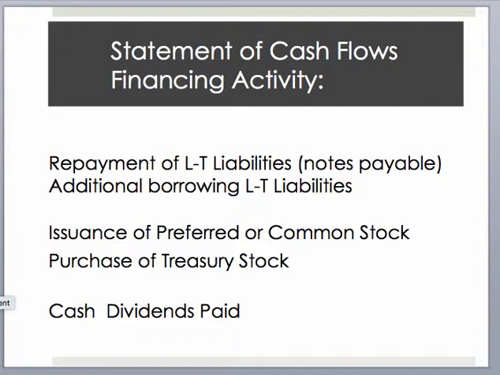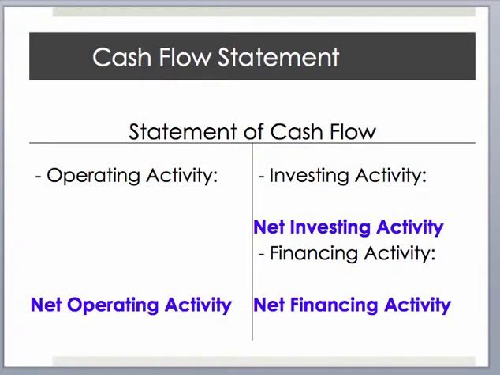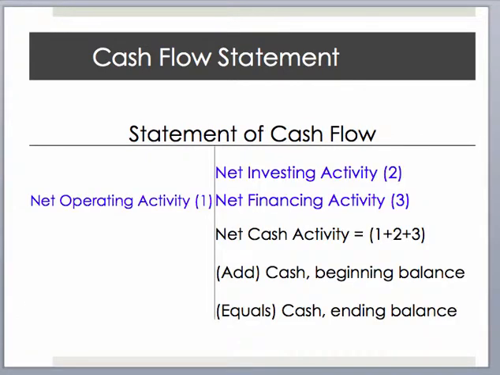Once we have all these items listed, we're going to go back through and calculate net operating activity by starting with net income, adding depreciation, and then the changes for all the current assets and current liabilities. We're going to net all the investing activity and then net all the financing activity. So here's what we do at the very end. After we've netted all that activity, operating, which is number 1, investing, which is number 2, and financing, which is number 3, we're going to add those together, and that will determine the net cash activity.